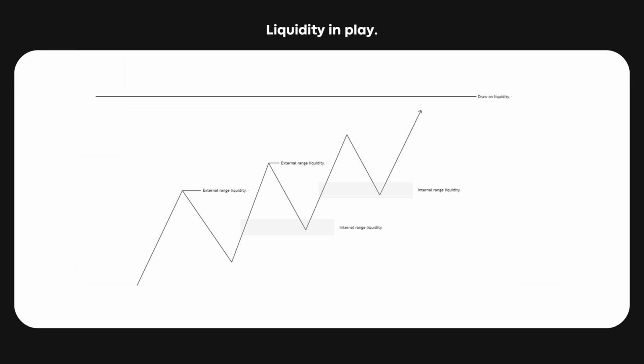So you can see from this graphic right here, obviously it's a cherry picked graphic, right? It's not going to be just as clear as this on the charts, but this gives you a clear idea of the relationship between ERL and IRL. You can see price move from ERL to IRL to ERL to IRL, and it continued moving in this sort of fashion until it reached drawn liquidity. And once it reaches that drawn liquidity, then the dynamic changes.